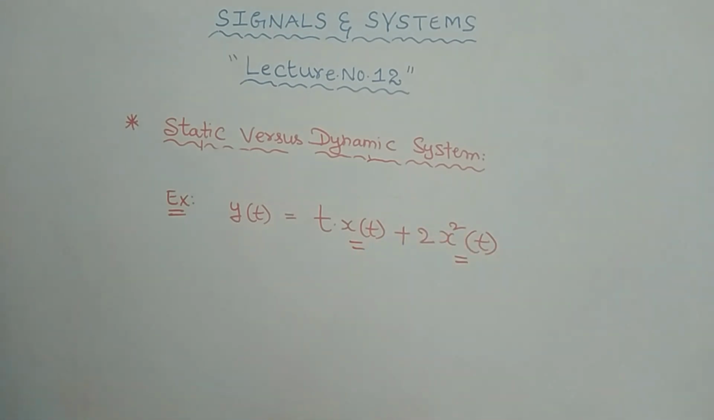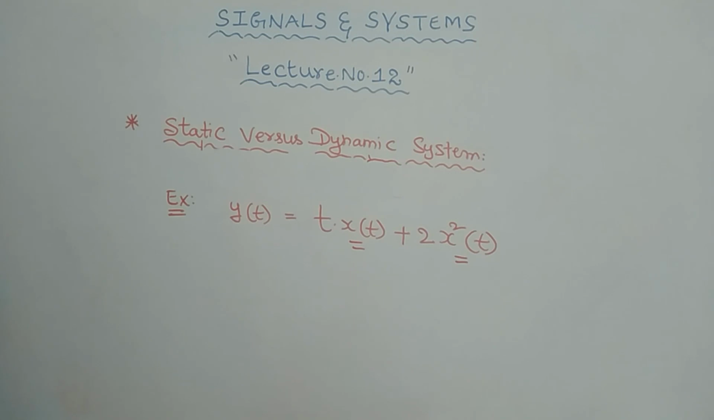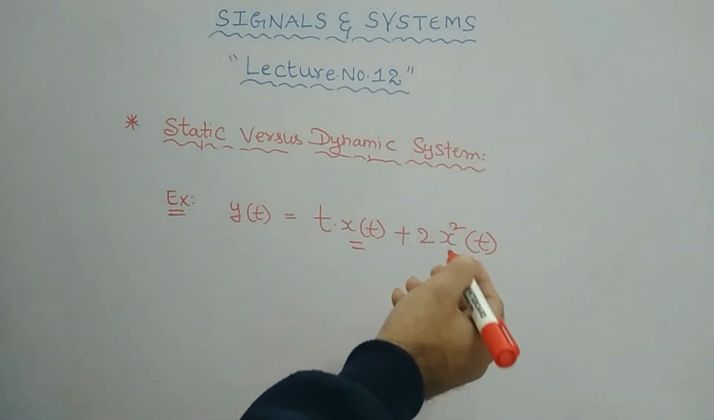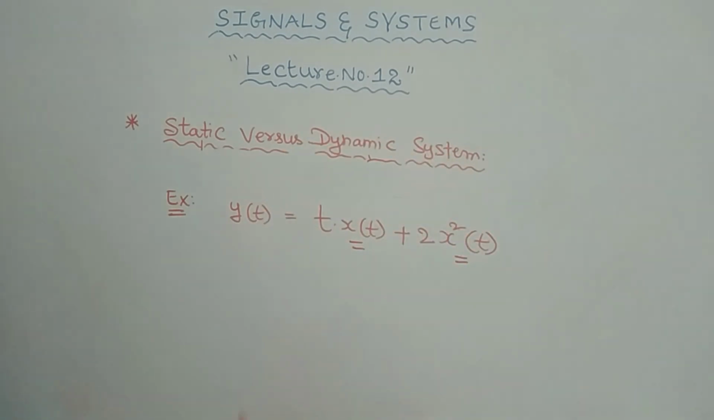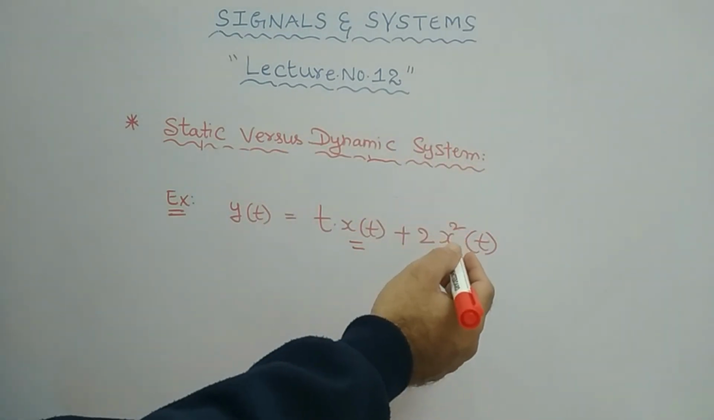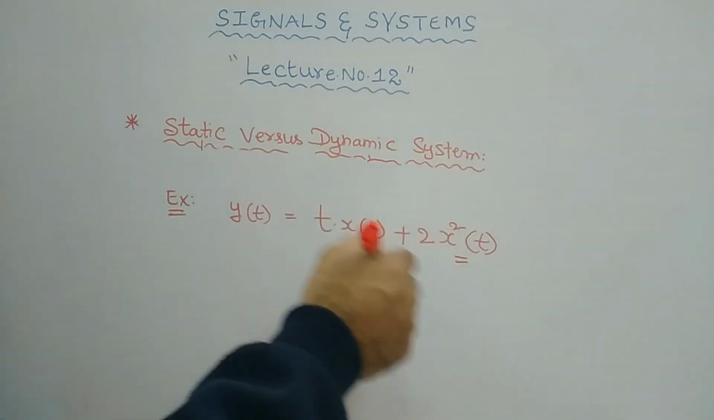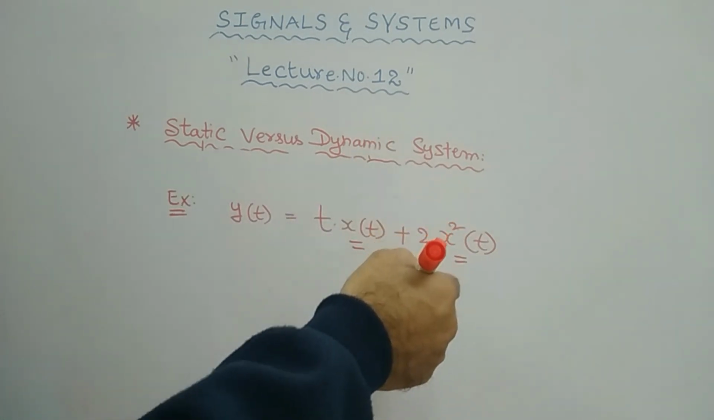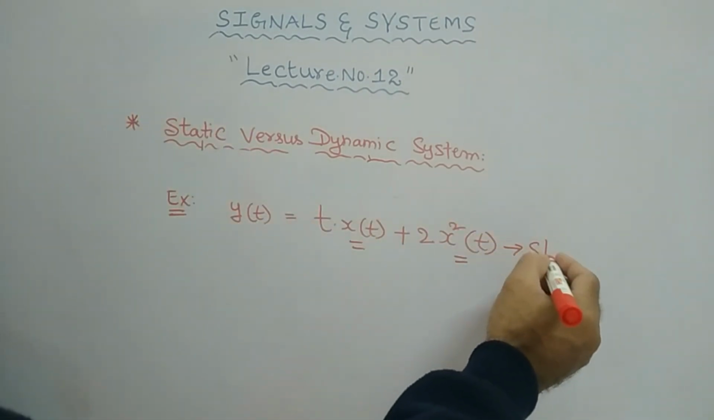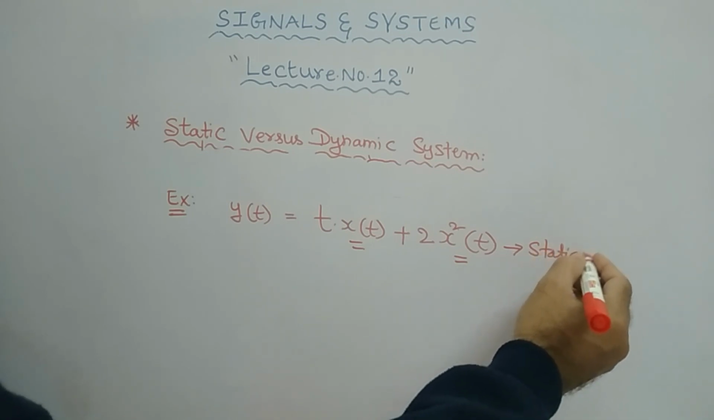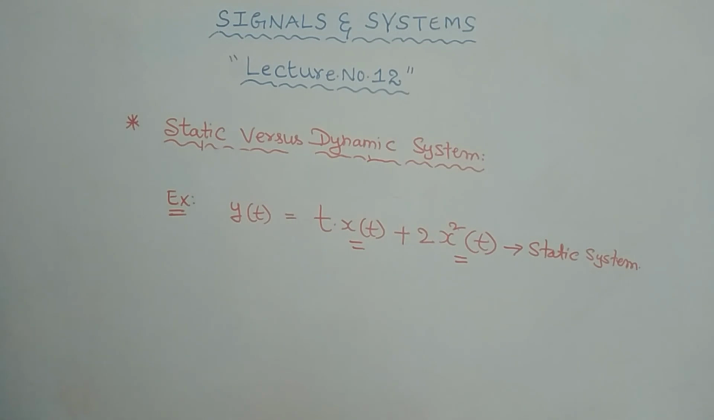So what is wrong in that? It is the square of the input. It does not mean t minus 1 or t plus 1. It is x of t itself, but you are taking the square. For the present input you are taking the square. Clear? Overall, you have only the present input in the given expression. Therefore, it is an expression for a static system. This is also a static system only, right?